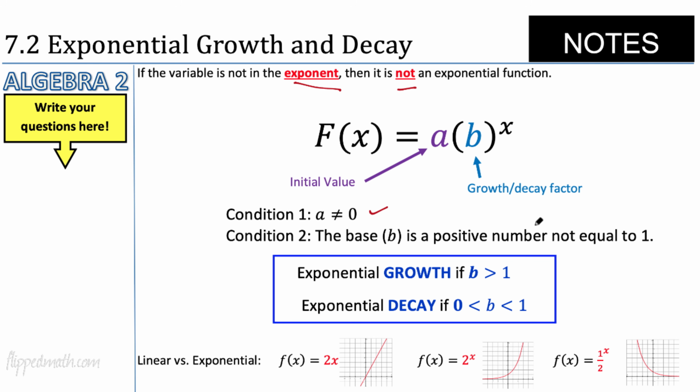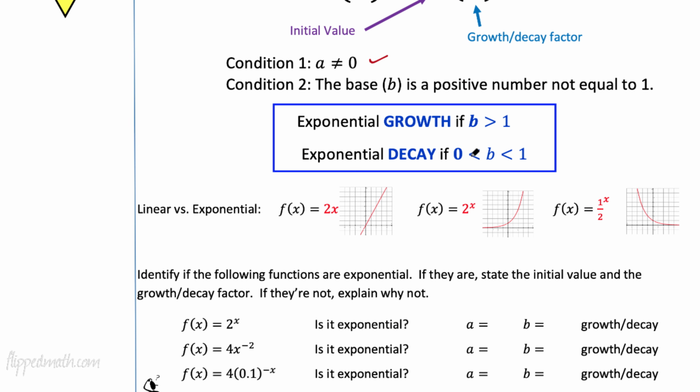Now, b has to be positive, and it has to be not equal to 1. Those are the two requirements. If b equals 1, then you're just multiplying by 1, and your function's pretty boring. All right, so if it's greater than 1, we call it growth. And if it's less than 1, but it has to be greater than 0, then we call it decay.